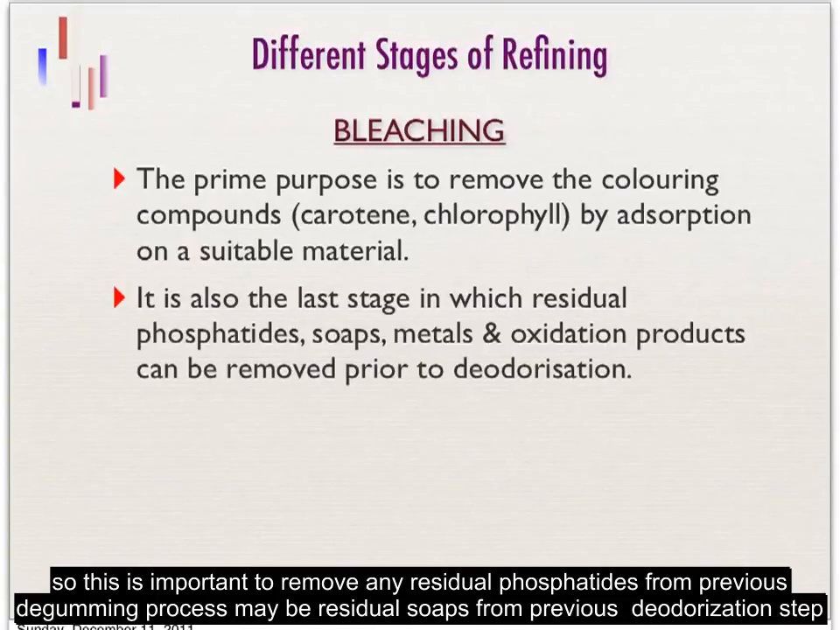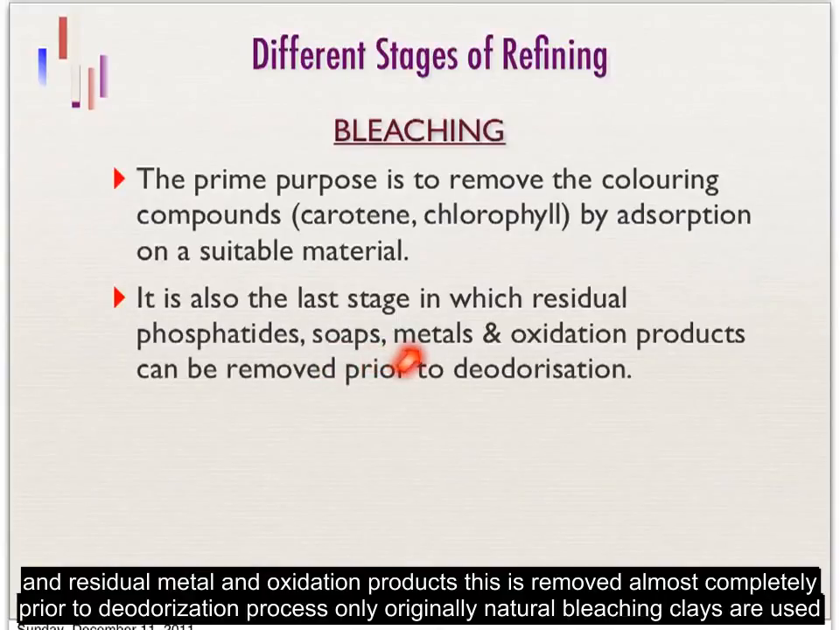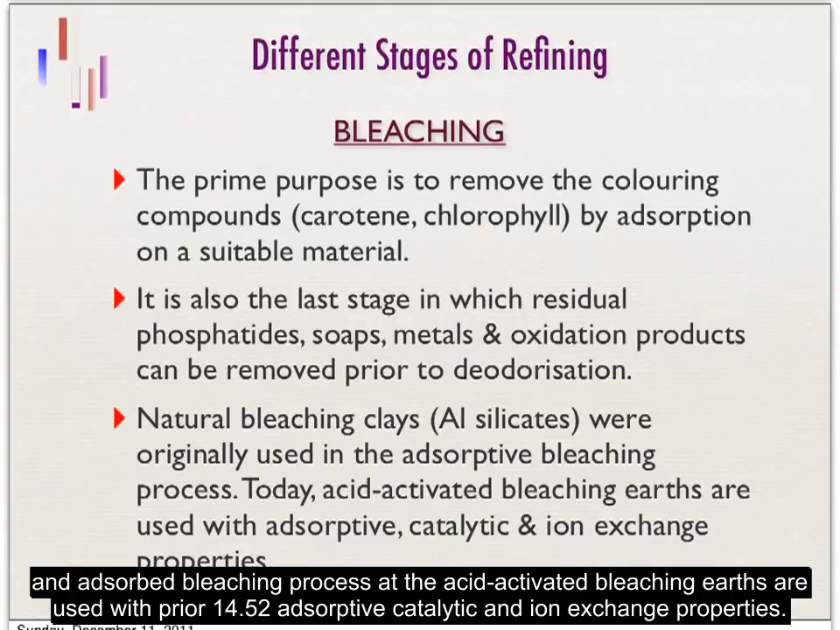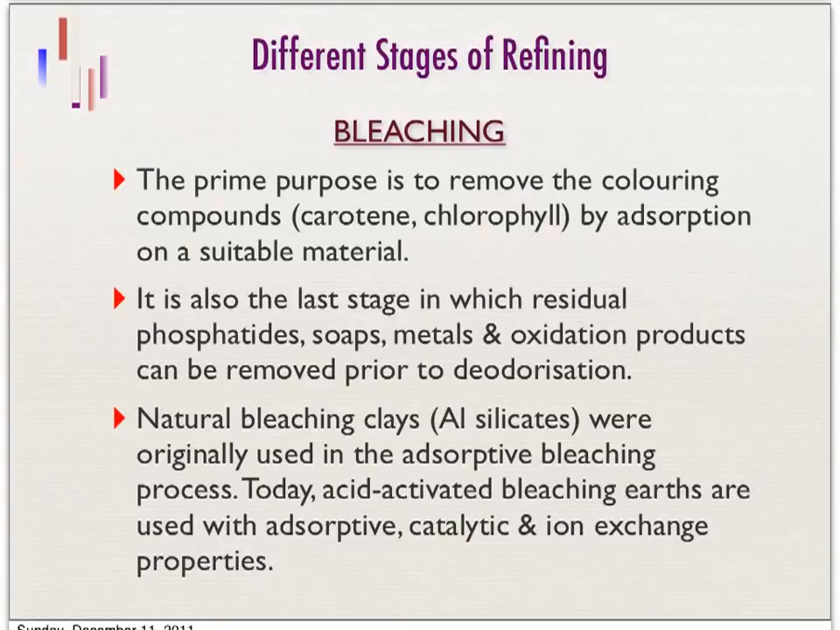So it is important to remove any residual phosphatides from the previous degumming process, maybe residual soaps from the previous neutralization step, any residual metals and oxidation products. This has to be removed almost completely prior to the deodorization process. Originally, natural bleaching clays were used as an adsorbent in the bleaching process, but nowadays acid-activated bleaching earth is used with higher adsorptive, catalytic, and ion exchange properties.